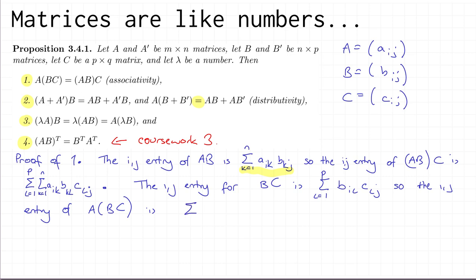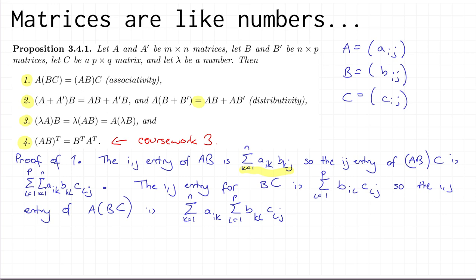So I should have a sum. So let's have a dummy variable called k this time. We're multiplying A into something, so we're going to need our summation to go from k equals 1 to n, because n is the number of columns that A has and the number of rows that B times C has. And then we should have AIK times the kj entry of BC. So the kj entry for BC, well, I just need to replace I by k in that expression I wrote down before. So this times the sum from L equals 1 to P of BKL CLJ.